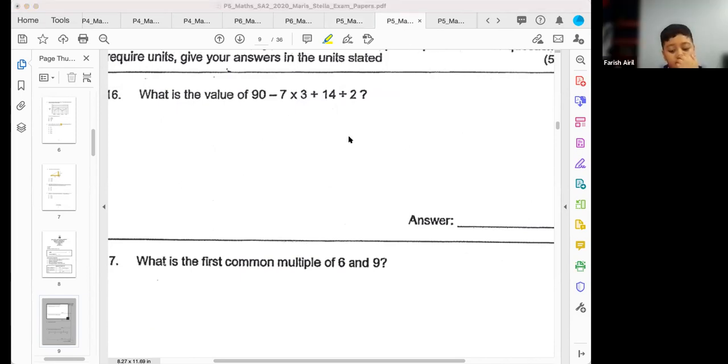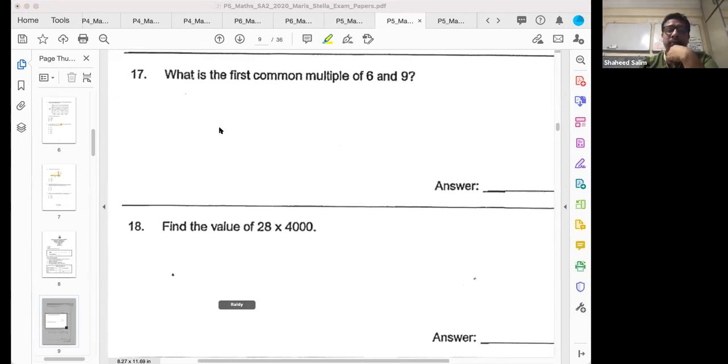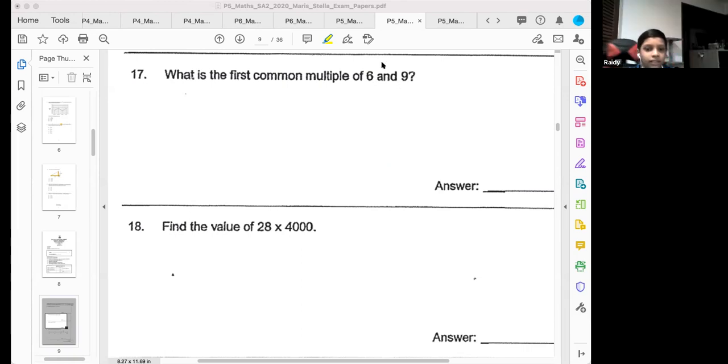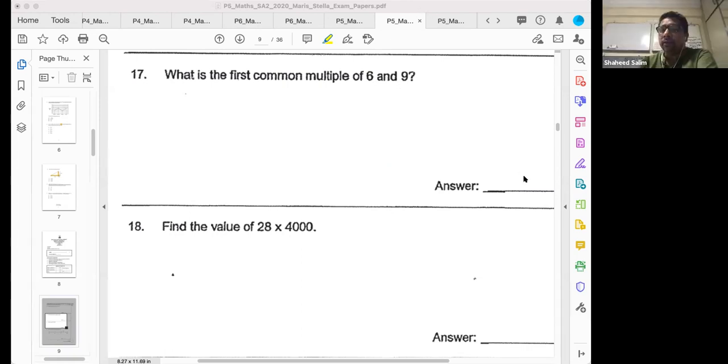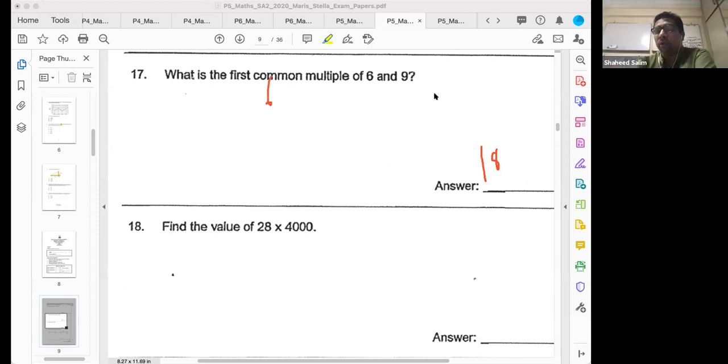Memorize, huh? Okay, good. All right, let's move on to the next one now. Question 17, ready? You all do the rest. Let me see whether your next one is correct also. First common multiple. Now remember, multiple means you multiply. So 6, 12, 18. Down here, 9, 18. So the first one is 18. This is now the timetable, 6, 12, 18, 24, 30, same thing, 9, 18. So the first one is 18.